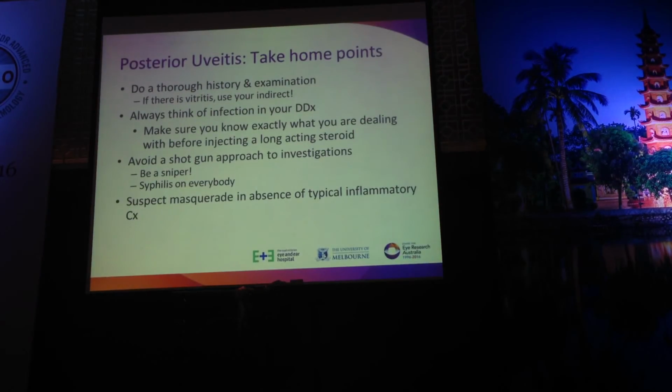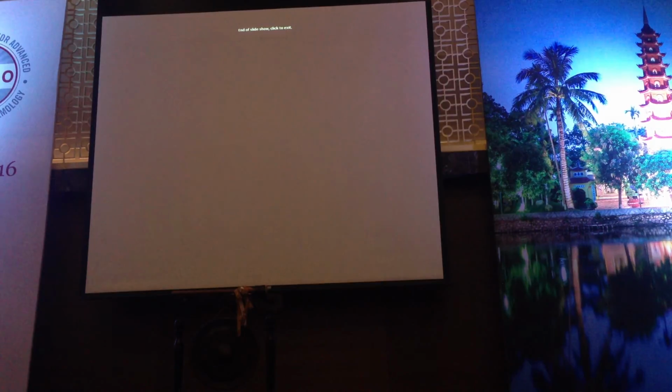So take that history, and examine them, dilate them up, you've got to have a look. Always think of infection. Avoid a shotgun approach to the investigations. Be targeted, depending on the history and the examination that you've acquired from the patient. And Rupesh is going to talk about masquerade, but in atypical cases, you've got to think broadly: is this inflammation or not? I'd like to stop there and just take any questions.